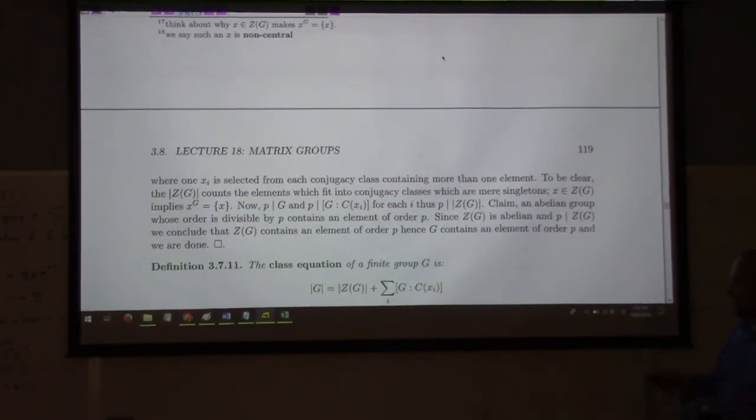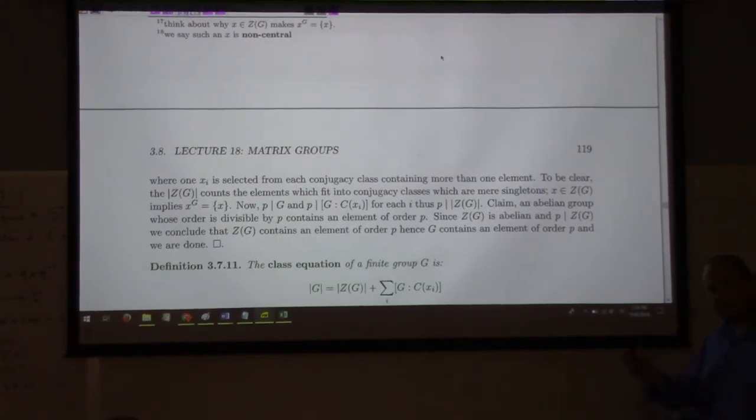And so for Sn, if we apply this class equation to the permutation group, it's just 1 plus the number of things in each cycle type, because the number of permutations of the same cycle type are related by conjugation. Okay? Now that's for Sn.